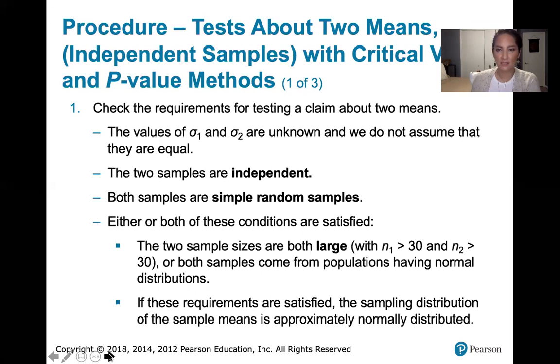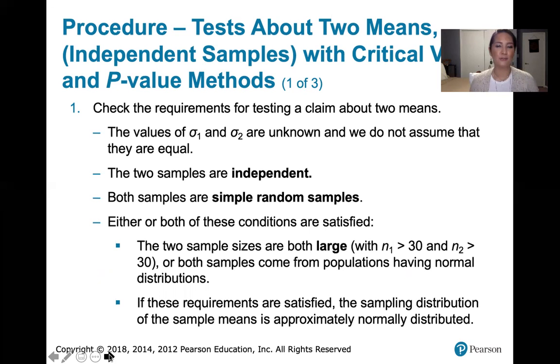First, we check the requirements for testing a claim about two means. Now, this procedure, which I'm about to outline for you, assumes that we do not know the population standard deviation of either population, and we're not assuming those are equal to each other. We could conduct a hypothesis test if those were known, or if we were assuming that they were equal to each other. We're just not assuming that in this video. So it doesn't mean it can't be done, it just shouldn't be done using this method.